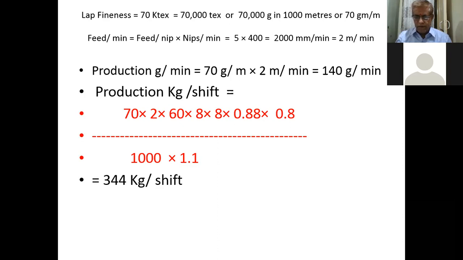This is one example, and with this we can calculate production of Comber machine. So this is very important and all students must remember this. So this was about Comber production. Thank you.